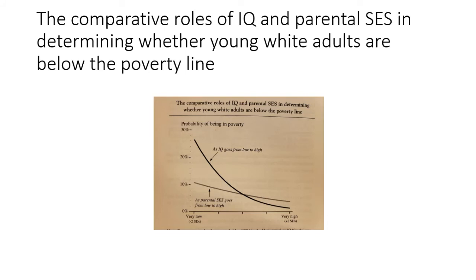Whichever graph you're looking at, the other independent variable was held to its mean. So if you're looking at the IQ line, that's assuming a mean socioeconomic status, and then vice versa if you're looking at the SES line. And what do we see? Staggering difference. As IQ goes from low to high, the probability of being in poverty decreases, as well as it does for socioeconomic status as you go from low to high.